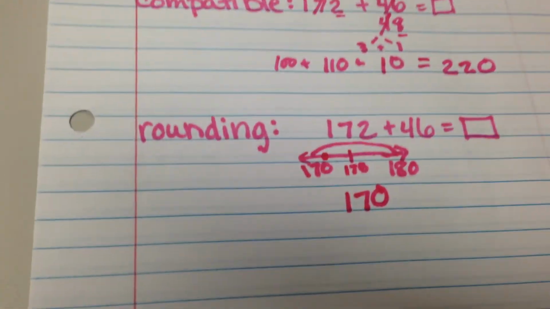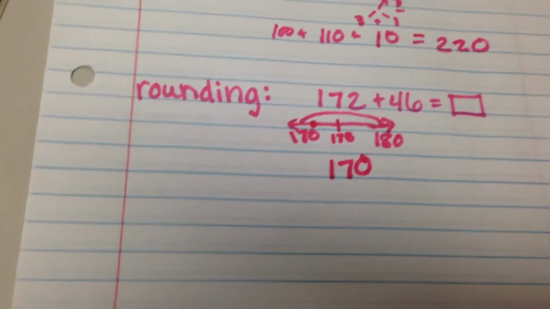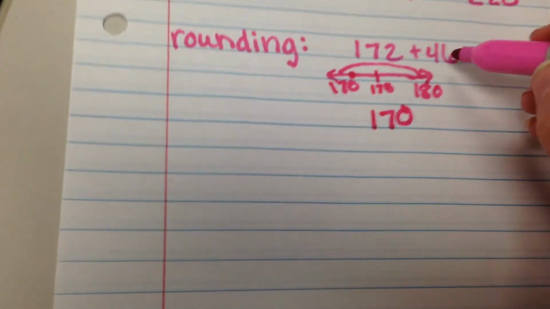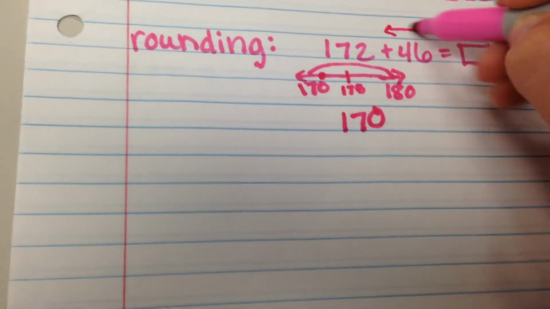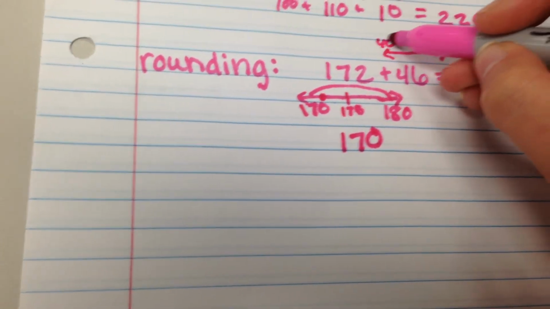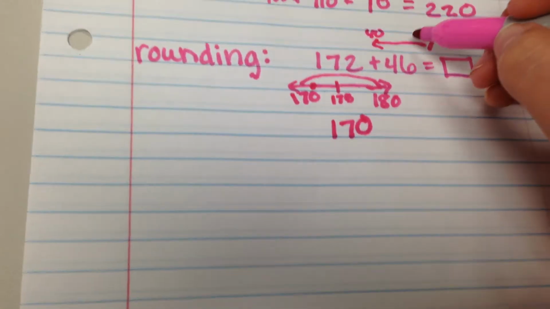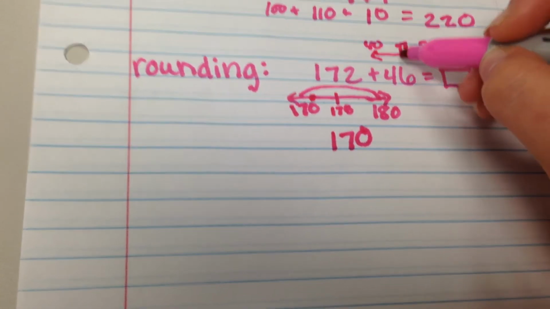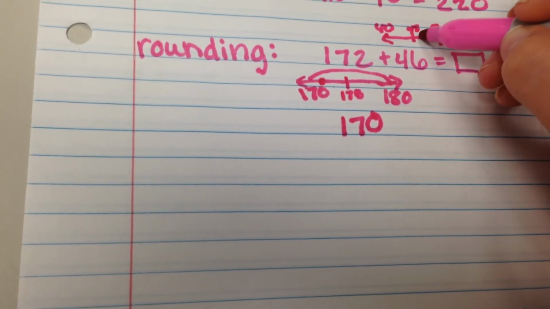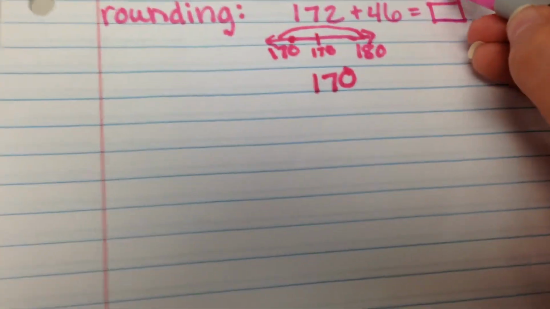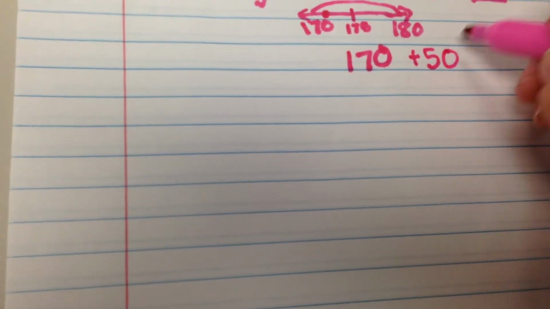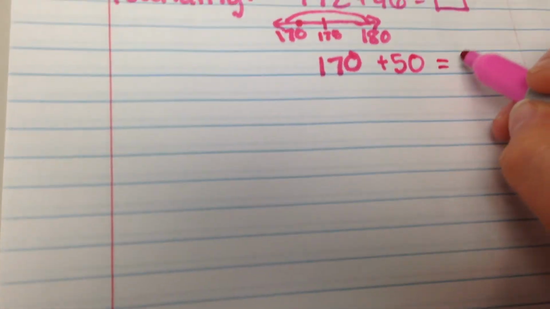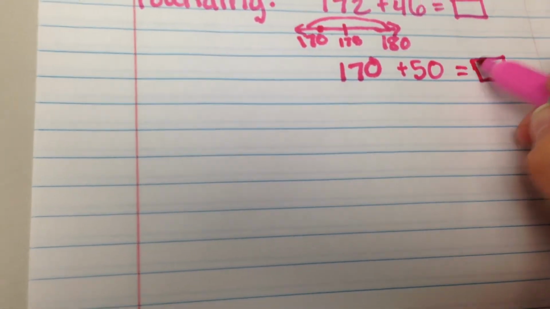We don't want that they just know that it does round there, but why? That it rounds to 170. Same thing with 46. When I think about it being on a number line, think about that 40 is before, 50 is after, 45 would be in the middle. So if it's at the halfway point or bigger, then I would round up. So I'd round to 50. So this would be 170 plus 50 to get this rounded answer.